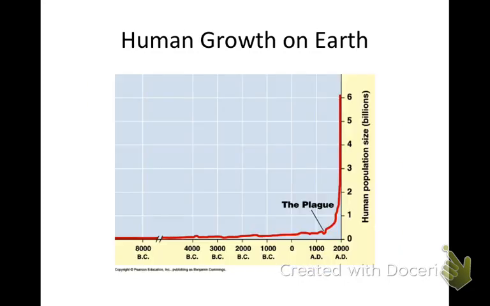So human growth on the earth. So remember, there are some things that can influence human growth on the earth. Remember, there are things like disease. Back in the Middle Ages, there was actually the plague. The plague was from a bacteria that went through and wiped out half of the population of Europe. And it was terrible.